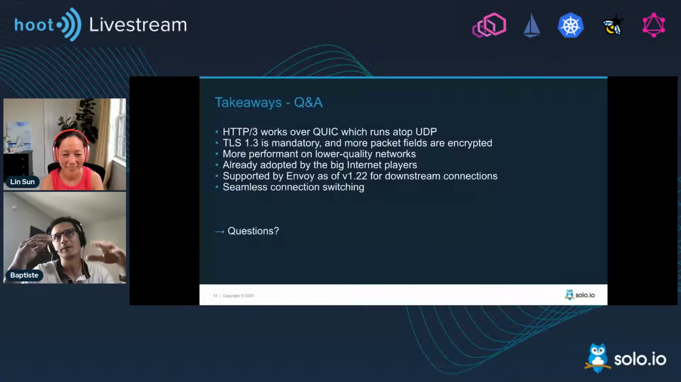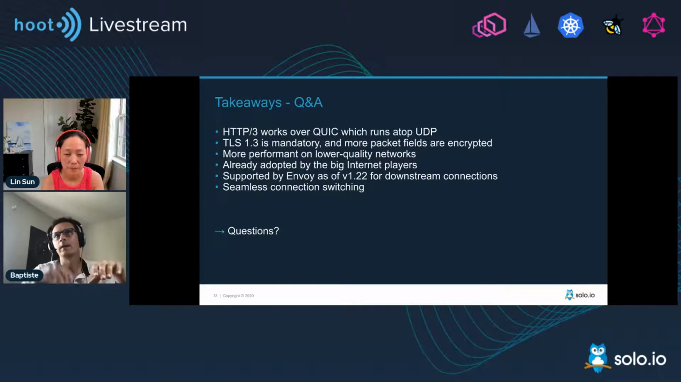So just as a reminder, HTTP3 runs on top of QUIC, which is on top of UDP. So it's not TCP connections anymore. So beware, take care. If you want to enable HTTP3 on your gateway, just think about the firewall that you might have configured upfront. You want to allow UDP traffic on top of TCP traffic. Also, TLS 1.3 is mandatory, so you cannot have clear text traffic.